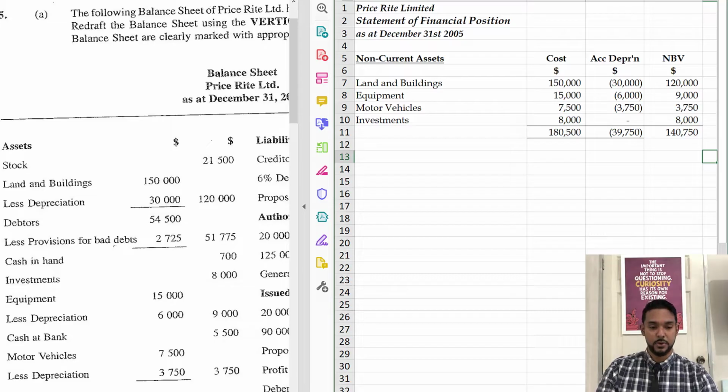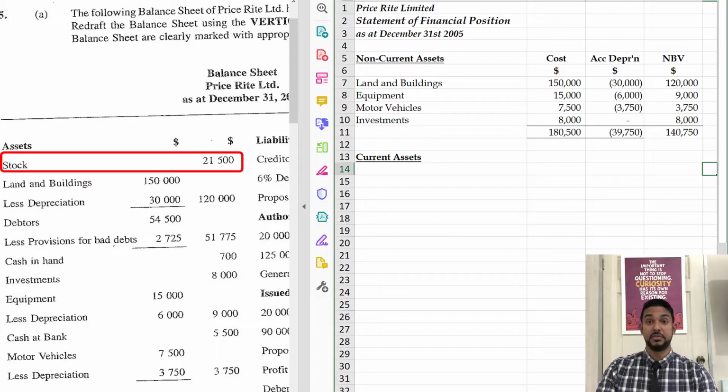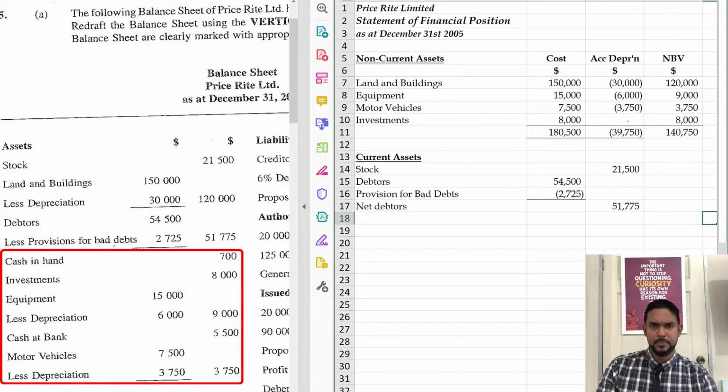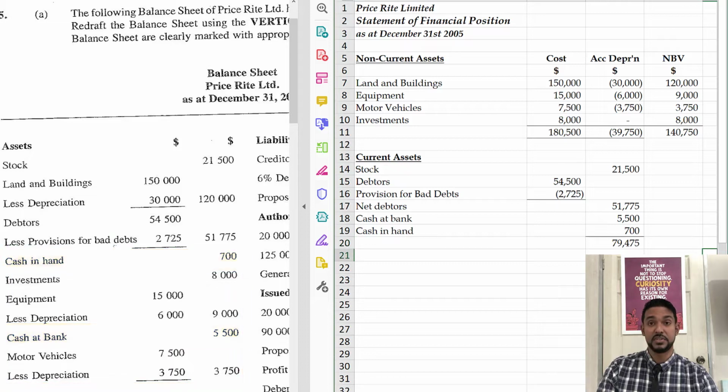Right, so current assets now. Let's head that up. So we started at the top. Stock, 21.5. Debtors minus provision for bad debts. So they give us these figures straight off the bat, so we have no calculation to do per se, it's just to plug them in. Do we have any prepaid expenses or accrued revenues? No. We have cash at bank and cash in hand. Totaling current assets gives us 79,475.